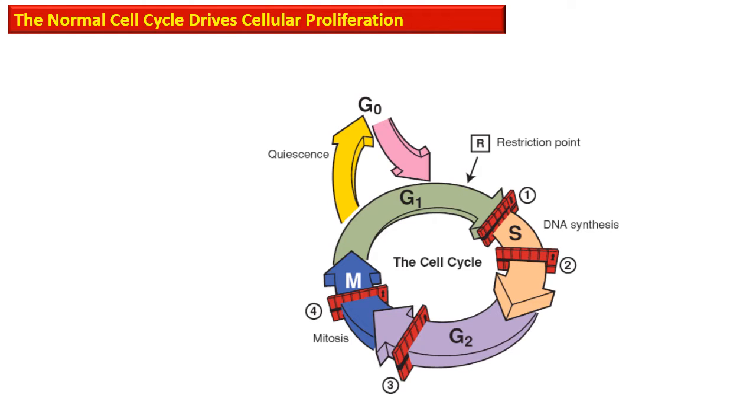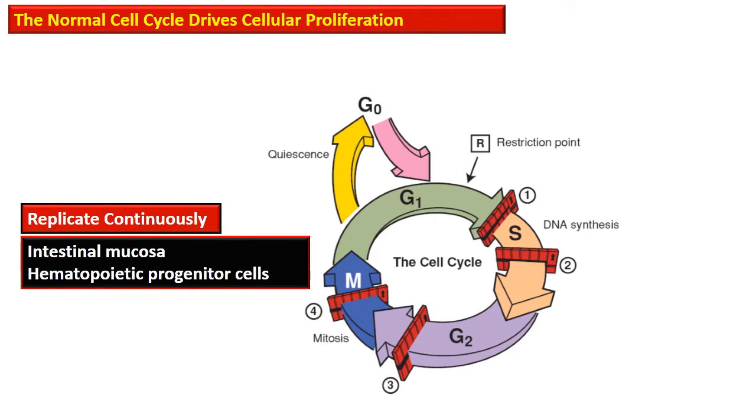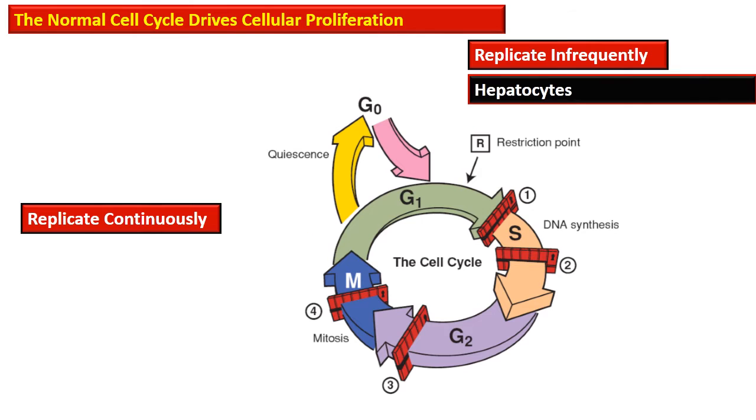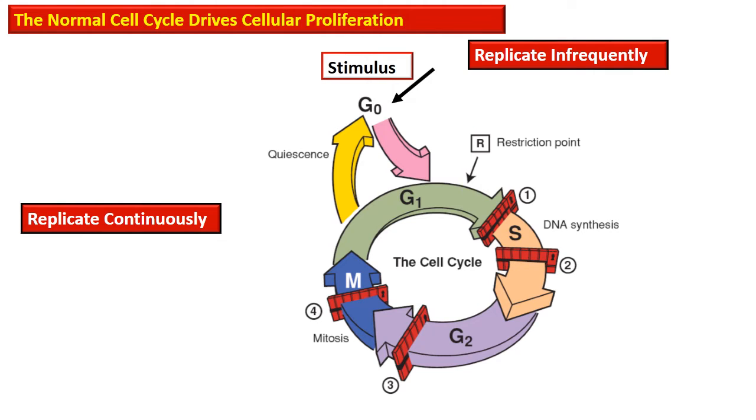If this cell is of a variety that replicates continuously, such as the intestinal mucosa and hematopoietic progenitor cells, it remains in the M phase and repeatedly replicates. And if it is present in the G0 phase, such as hepatocytes that replicate infrequently, there is some stimulus that propels this cell from G0 to G1 phase, and then the cycle follows.